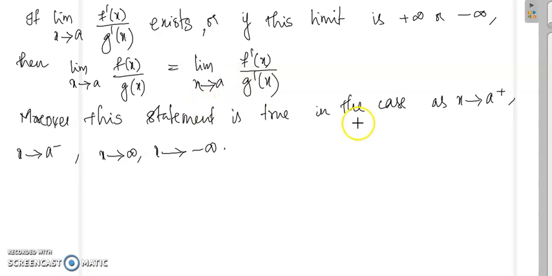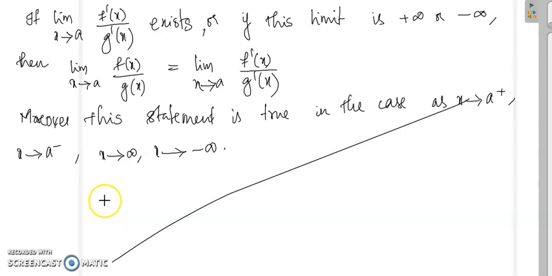And the statement is again true when you have limits of the form x tends to a plus, x tends to a minus, x tends to infinity, or x tends to minus infinity. So let us see a few problems using the L'Hospital rule for infinity by infinity form. So evaluate the following limits.